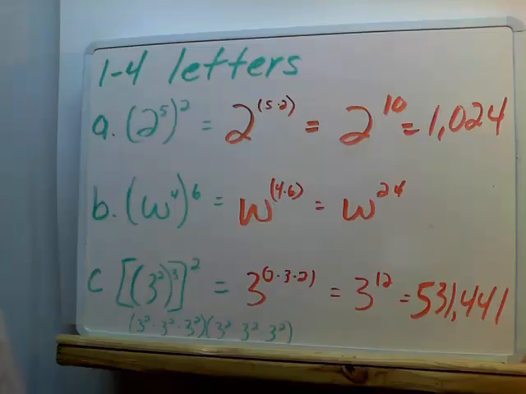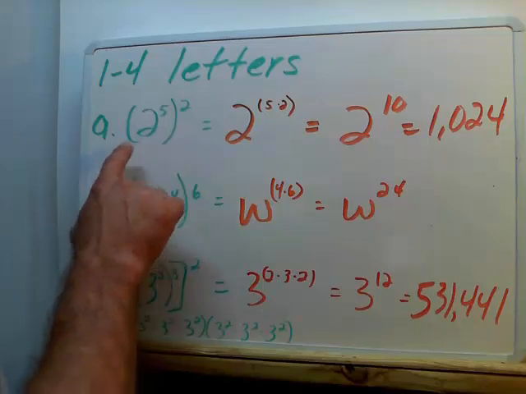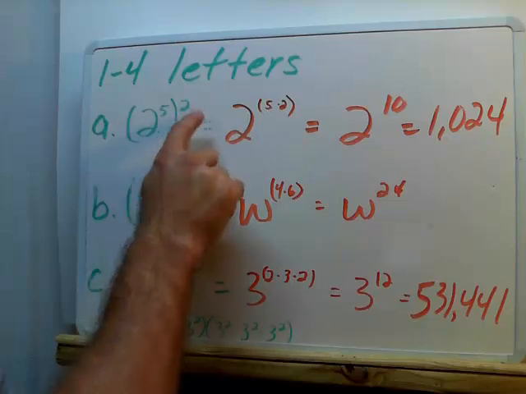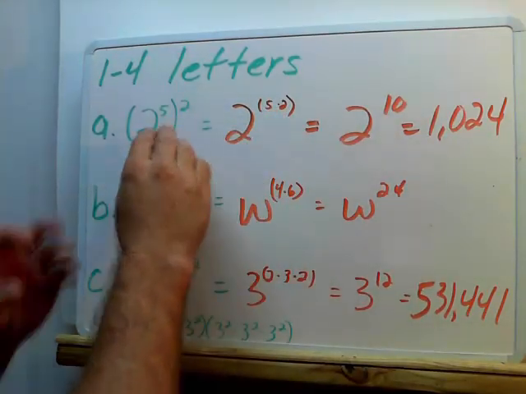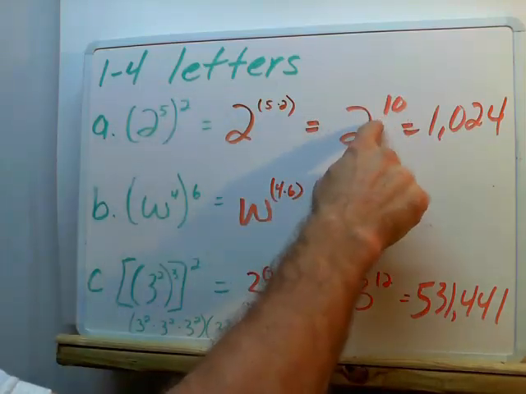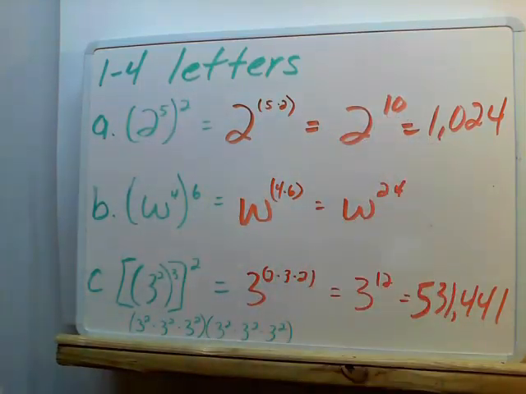Here are our solutions to Chapter 1, Lesson 4, the letter problems. Our first problem, we're simplifying, is 2 to the 5th and then to the 2nd power. So that's 2 to the 5 times 2. Just imagine you have 2 to the 5th times 2 to the 5th. That would be 2 to the 10th power. And in a calculator, that's 1024.